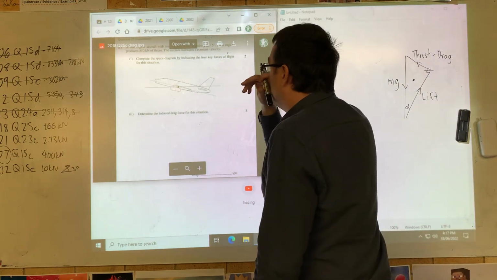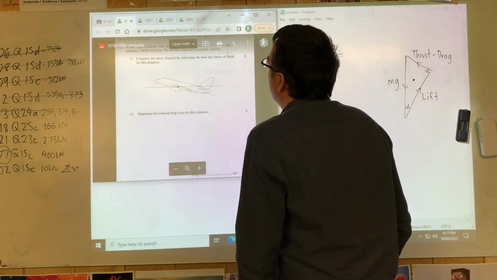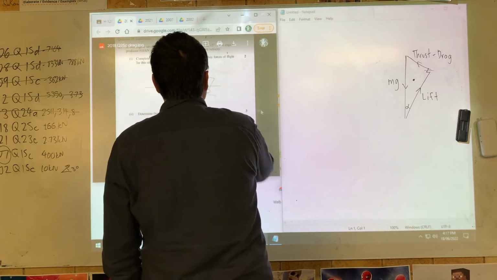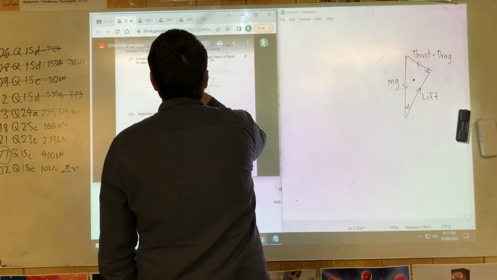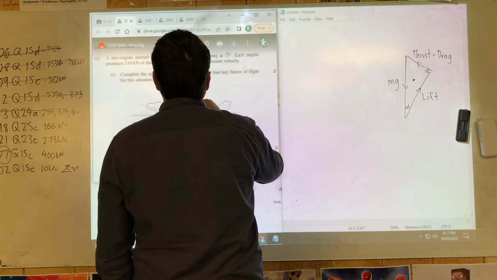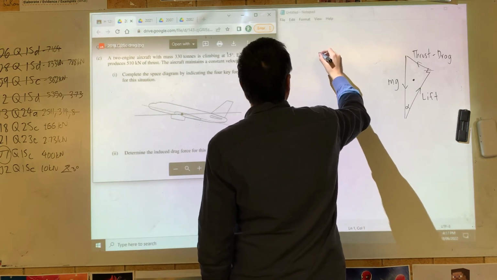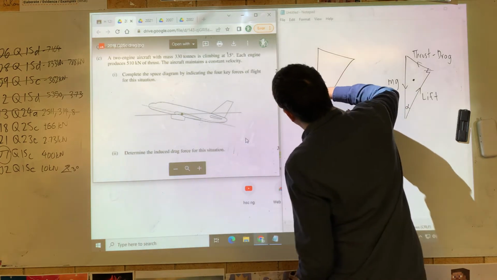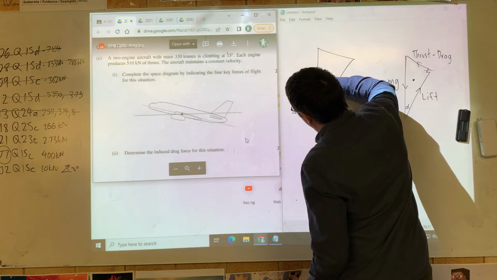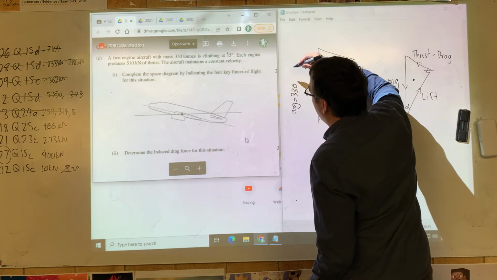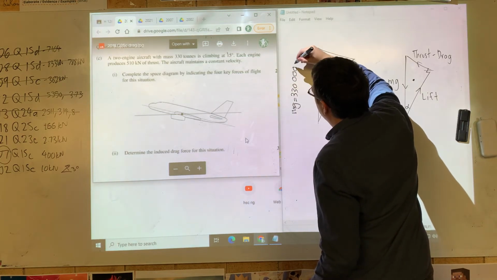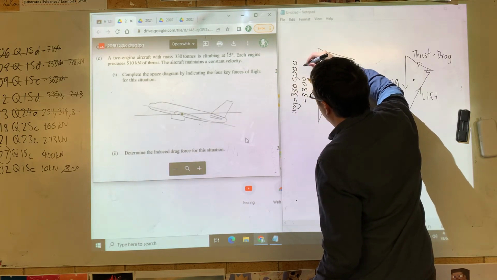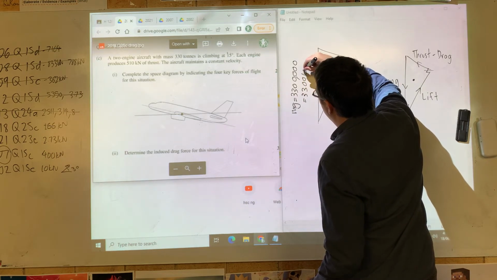Okay, so 2018, a two-engine aircraft, I can't see that, with a mass of whatever, can you see that number? Mass of 330, okay, so it's climbing, so it's going to look like this. So we've got mass times gravity, 330, so what we're going to do is multiply it by 1,000, multiplied by 10 gives us 3,300 kilonewtons of weight.